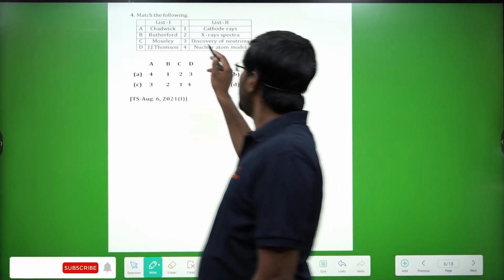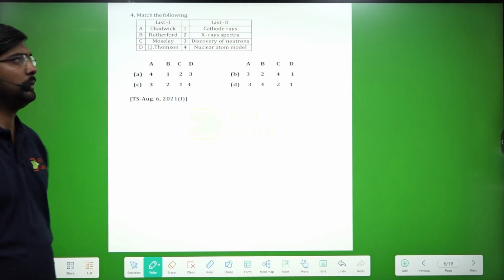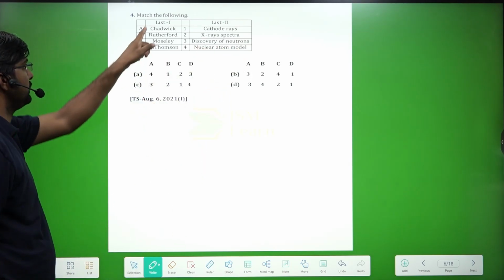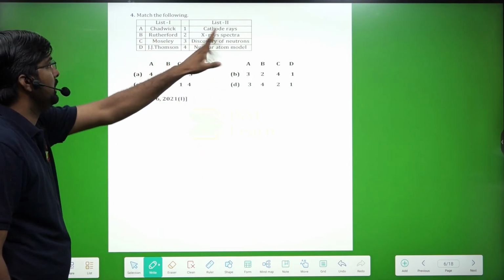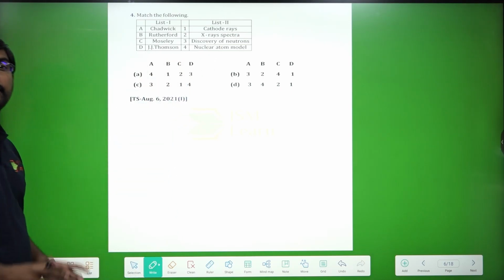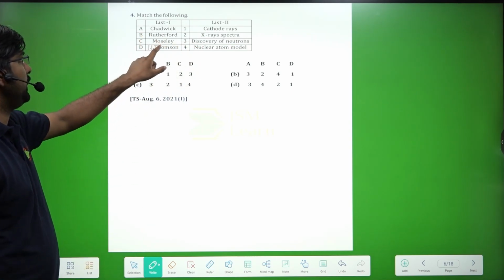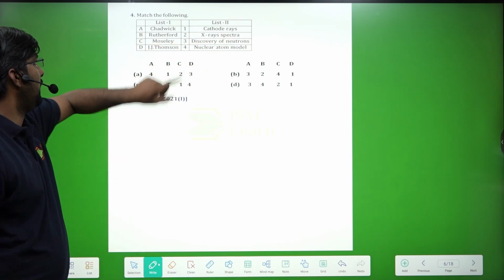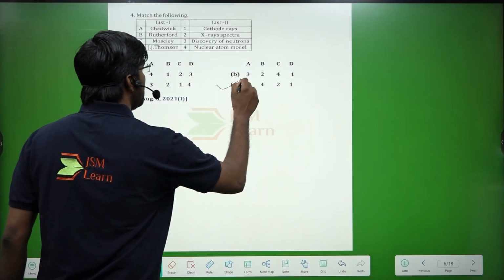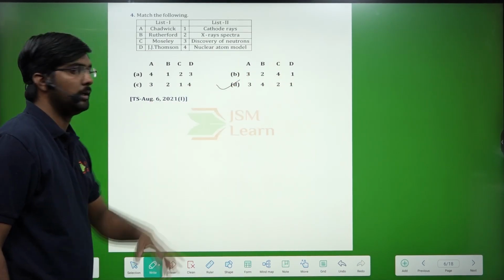Next, match the following. Here the scientist name is given and what they did. See here, Chadwick discovered the neutron. So for Chadwick, the correct matching is discovery of neutrons. Rutherford proposed the nuclear model of atom. So for B, the fourth one. Moseley, X-ray spectra, and J.J. Thomson explained cathode rays. So here option D is the correct matching: A3, B4, C2, D1.